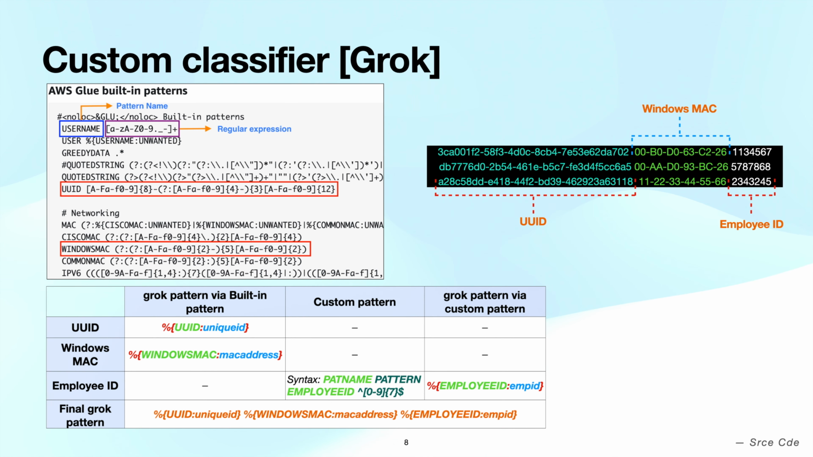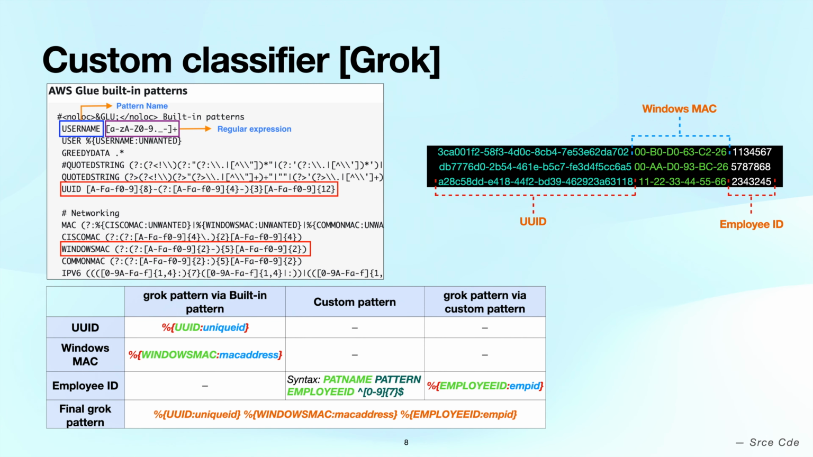Now if we look at the employee ID, there is no built-in pattern, so we need to define the custom pattern. Under custom pattern for employee ID, the named regular expression is defined. The regular expression will match the 7-digit employee ID, and the name given to that regular expression is employee ID, hence the custom pattern. And finally, using that custom pattern name, the Grok pattern is defined in the last column in the employee ID row.